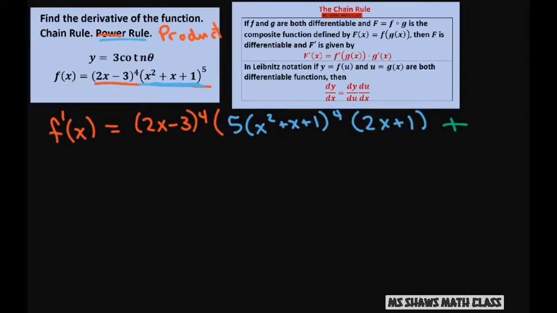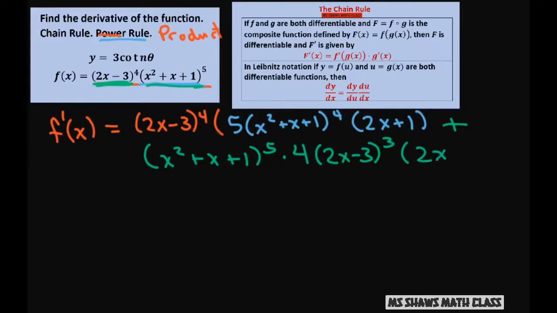So now we're going to copy down this one. So that one is just going to be x squared plus x plus 1 to the fifth times the derivative of the first function. And we're using the chain rule. So that's going to be 4 times 2x minus 3 cubed times the derivative of the inner function, which is just 2x. Now, the only thing that makes this hard is having to clean it up.